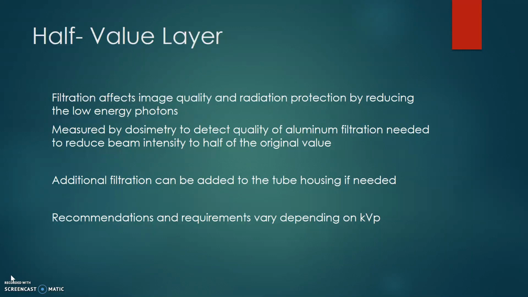Filtration affects image quality and radiation protection by reducing the low energy photons in the primary beam. This is measured by dosimetry to detect the quality of aluminum filtration needed to reduce the beam intensity to half of the original value, also known as half-value layer. Additional filtration can be added to the tube housing if needed. Recommendations and requirements vary depending on the kVp used.